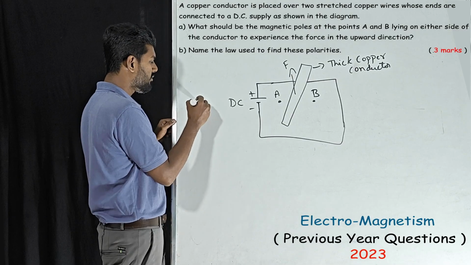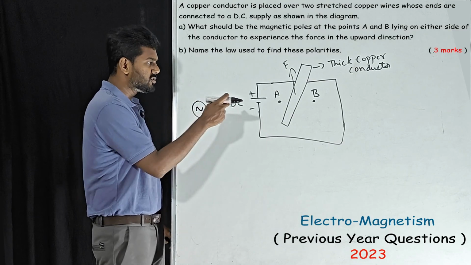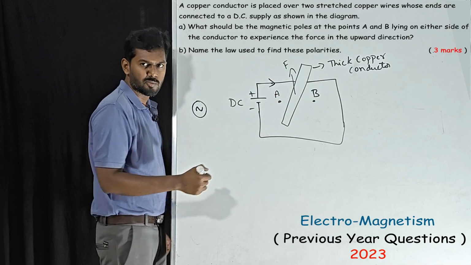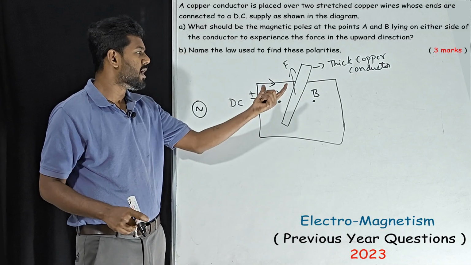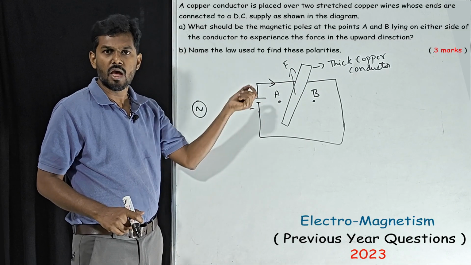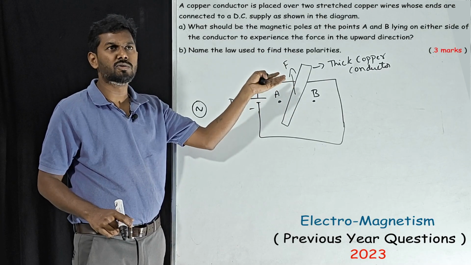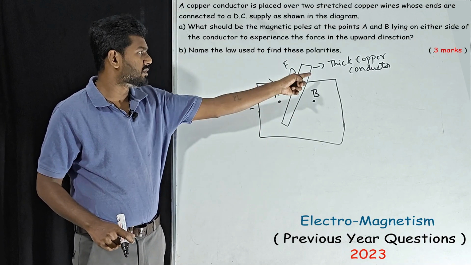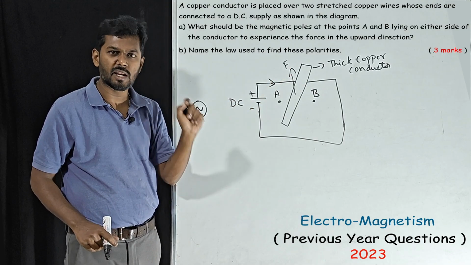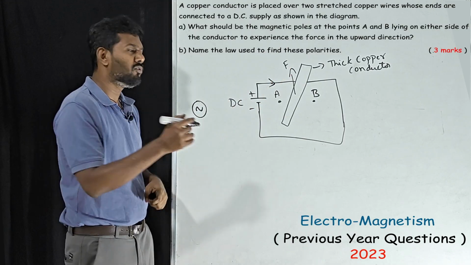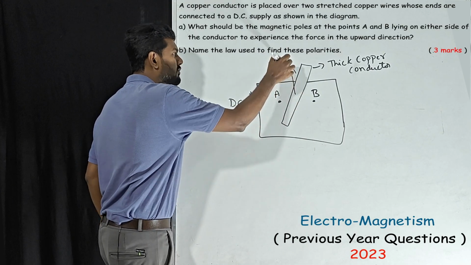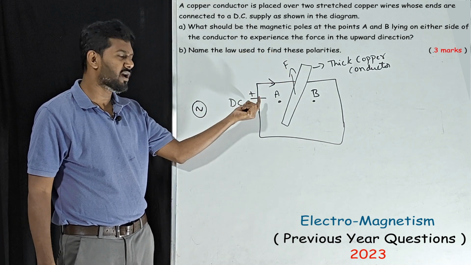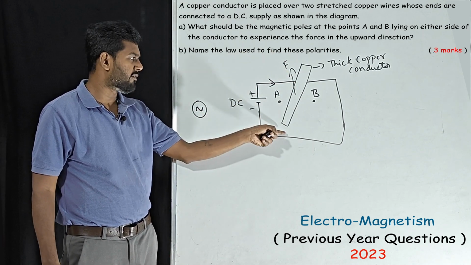See, this is the symbol for AC source. So this is the DC source. From the positive, the current starts moving, correct? So this is the diagram. In that circuit, just above the wires, we have kept a rod, a thick copper conductor. Now they have mentioned the direction of force. So we have a DC source, we have a rod.